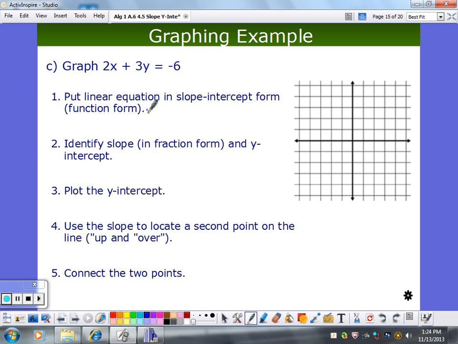All right, so 2x plus 3y equals negative 6. Is that slope intercept form? Okay, so I have to solve this for y. Subtract 2x to move that to the other side, and I'm left with 3y over here, negative 2x minus 6. Am I there yet? Nope. I'm almost there, but what do I have to do? And what gets divided by 3? Everything.